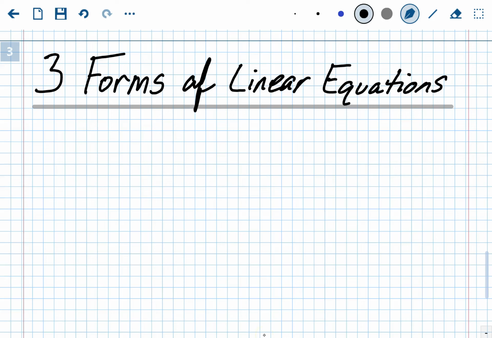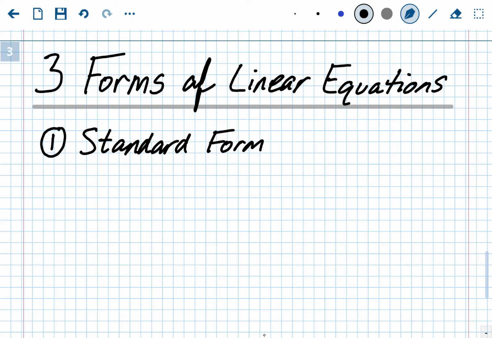Okay, next we're going to talk about the three forms of a linear equation. Right now we're just going to talk about the first one. There are three ways to write a linear equation. The first way we could write it is called standard form. Standard form is written like this.